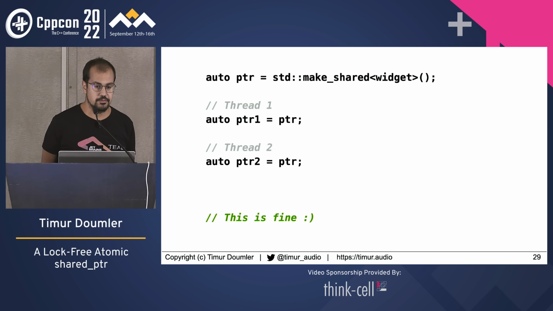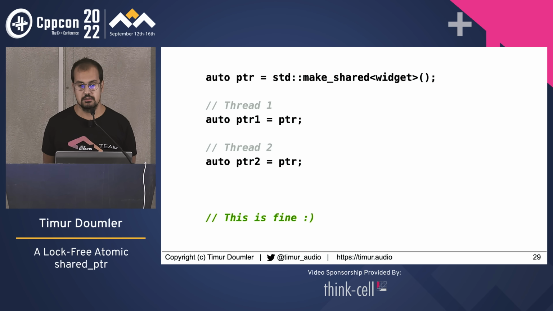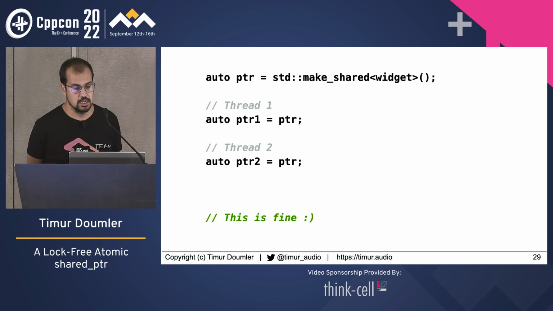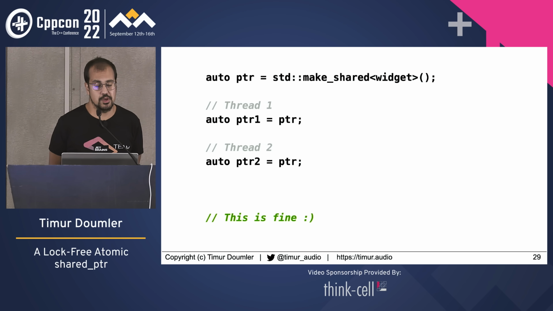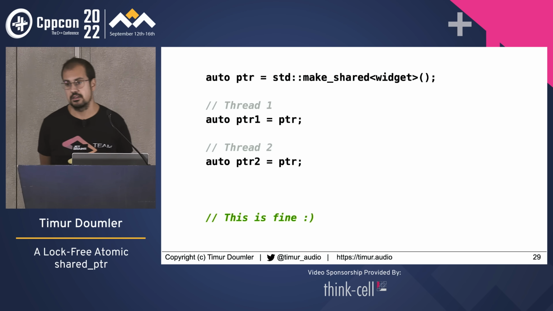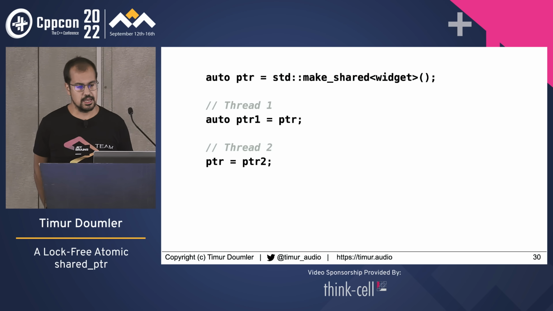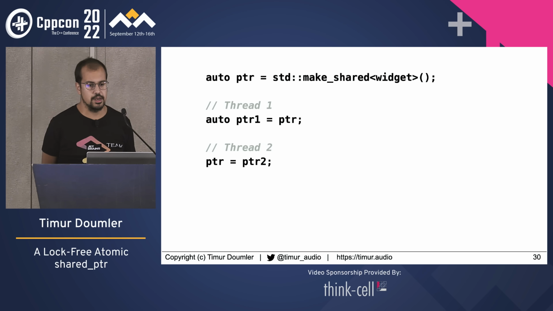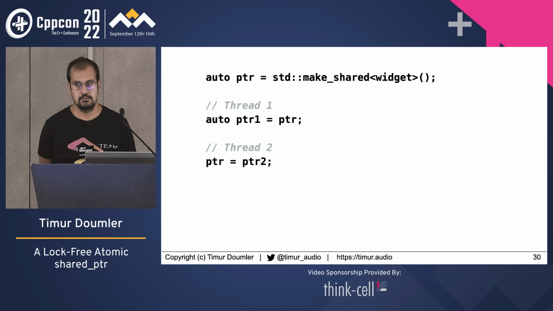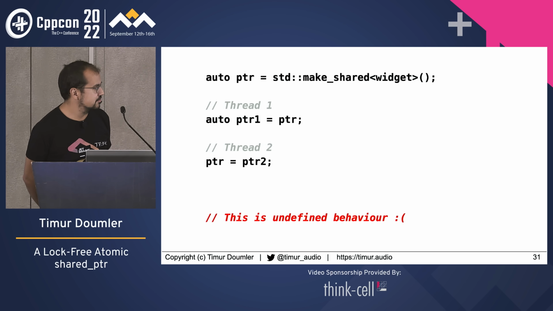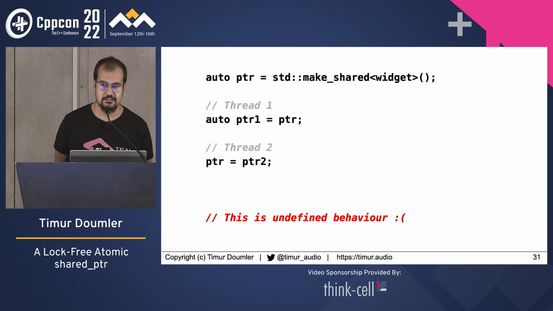So as we saw, if we have a shared pointer here, and we take a copy on one thread and we take another copy on another thread, this is fine, right? This is obviously thread safe. But what happens if we flip the last one around and we make it into an assignment? So now on thread 1, we're copying the shared pointer, and on thread 2, we're assigning a different shared pointer to it. Is this thread safe? Okay, you're right. This is undefined behavior. This is a data race. Okay, you cannot do this.